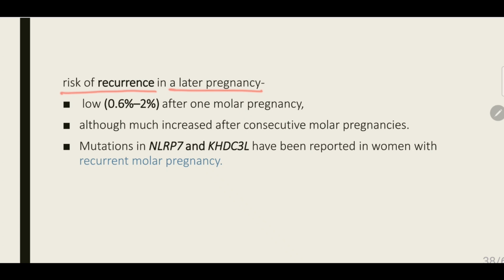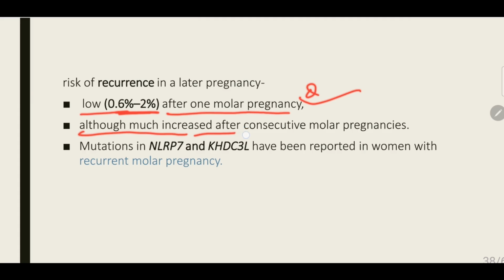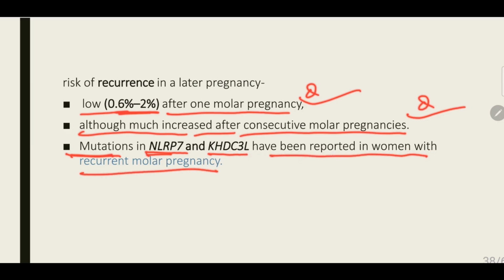Recurrence in a later pregnancy is low, that is 0.6 to 2% after 1 molar pregnancy, although much increased after consecutive molar pregnancies. Mutations in NLRP7 and KHDC3L have been reported in women with recurrent molar pregnancy.